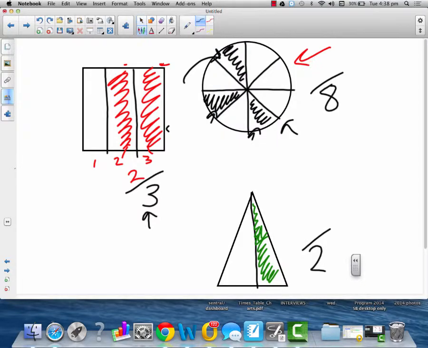Well, there's 8 parts of the circle, isn't there? 1, 2, 3, 4, 5, 6, 7, 8. You'll understand that means 3 parts of that are coloured in. 3/8. The same value. It's called equivalent. What about down the bottom?